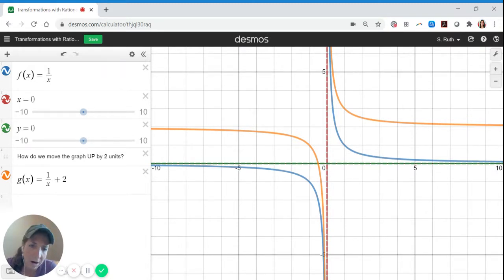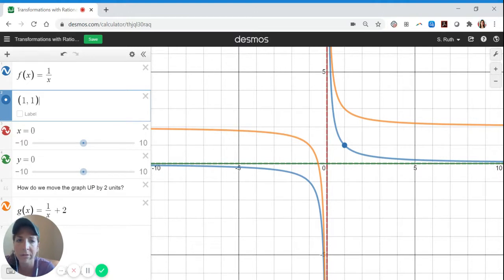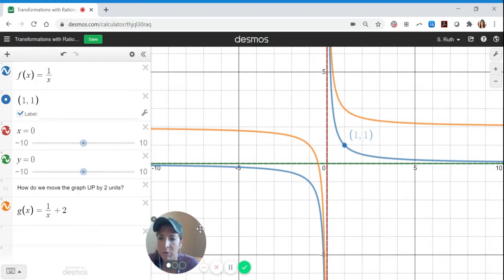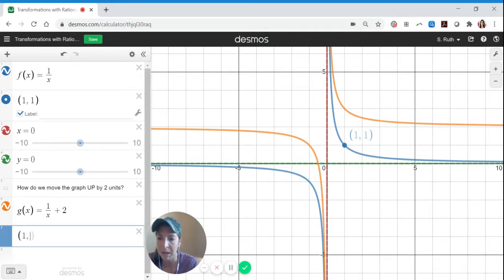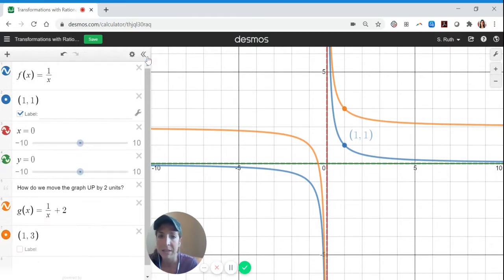And it may be a little bit hard to tell that's what happened. So let me go ahead and lock in on a point from the base graph. So I'm looking at (1, 1) on the base graph. I'll label it there. And then just to demonstrate that we did in fact move our graph up by 2, (1, 1) should be transformed to (1, 3), right? That would involve the vertical shift. So for the same input, the output should have been bumped up by 2 units. And so you can see a little bit more clearly now that if we lock onto a particular point, it does in fact move up by 2 units from the blue base graph to the new orange graph.